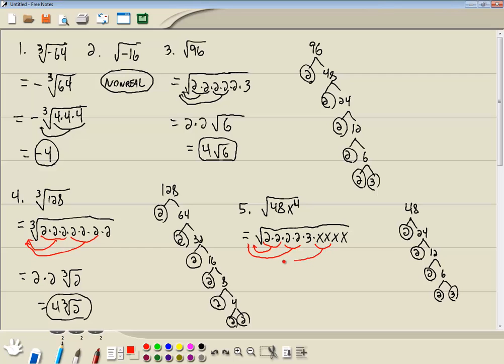Here's a pair of x's. Those will come out as a single x. And here's another pair of x's. Those will come out as another single x. So we're going to have 2 times 2 times x times x, and we're left with a 3 inside. Well, 2 times 2 is 4, x times x is x squared, and then square root of 3.